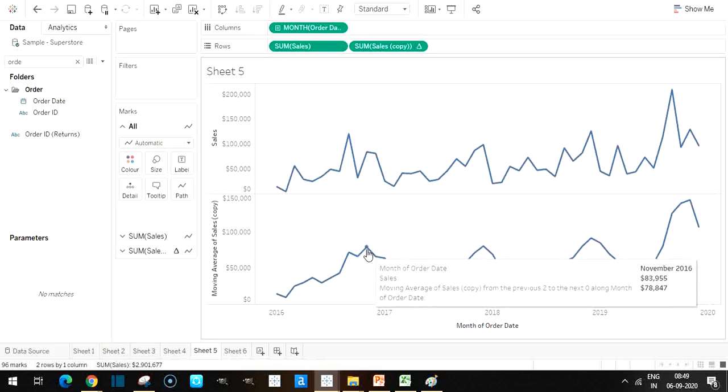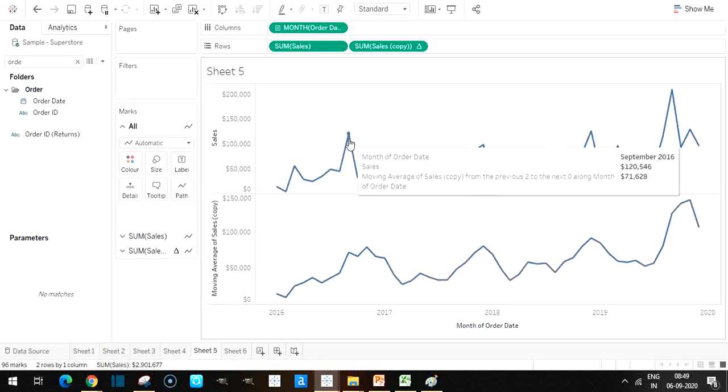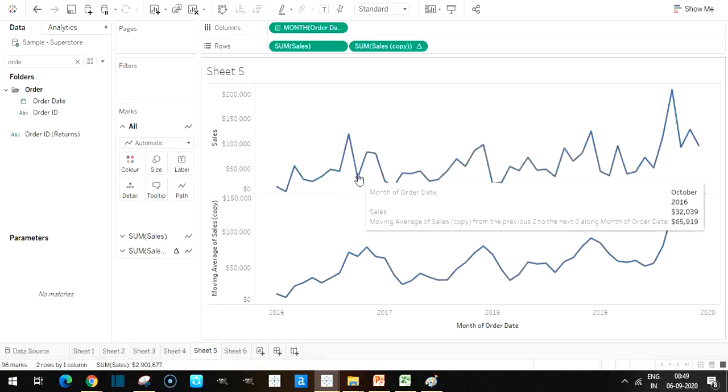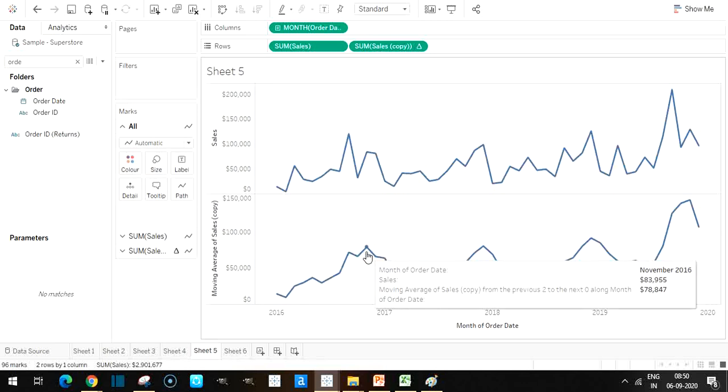Similarly, when you come to November, you are taking November data, October data, and September data, adding them together and dividing by 3, and you get an average of 78,000. Similarly, for December, you take December, November, and October data, add up and divide by 3. Here, that is not the case. You are getting only September data, only October data, only November data, and so on. That's why the fluctuations are more. Here, the fluctuations are less because we are now taking the average.